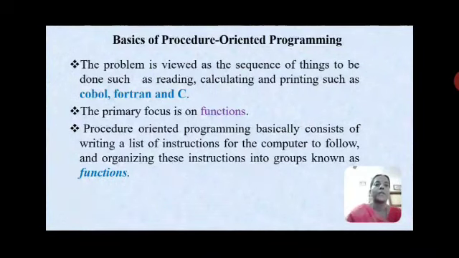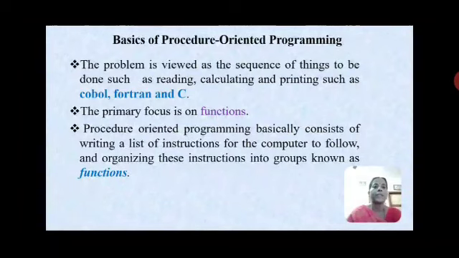Basics of procedure-oriented programming. In C language, we have gone through a lot of features and problem-solving techniques. The problem is viewed as the sequence of things to be done, such as reading, calculating, and printing, in C language, COBOL, Fortran. We need to think about how many inputs are needed, what about the outputs, and how to calculate the processing steps, that is inputs, outputs, processing. The primary focus is on functions.